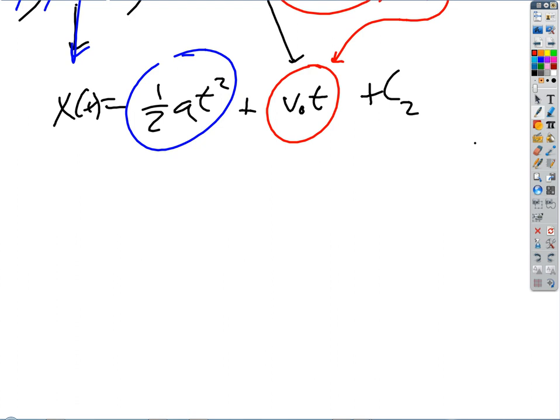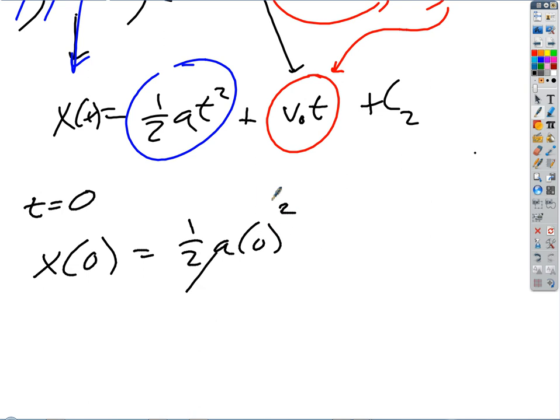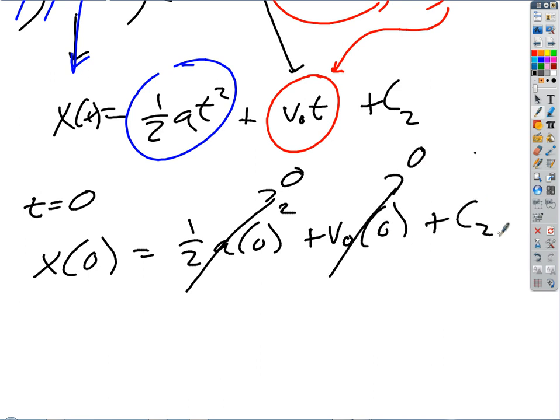Can we do a little better than that? Well, yeah, we can do the same trick as before. We can say, what about at t equals 0? Beginning, initial time. We start the stopwatch. Then we get our initial position, x of 0, equals 1/2 a times 0 squared, which is 0, plus v naught times 0, which is also 0, plus c2. So what's the meaning of that constant then? Initial position, sure. All right. So we know then that c2 equals what we might call x naught, initial position.